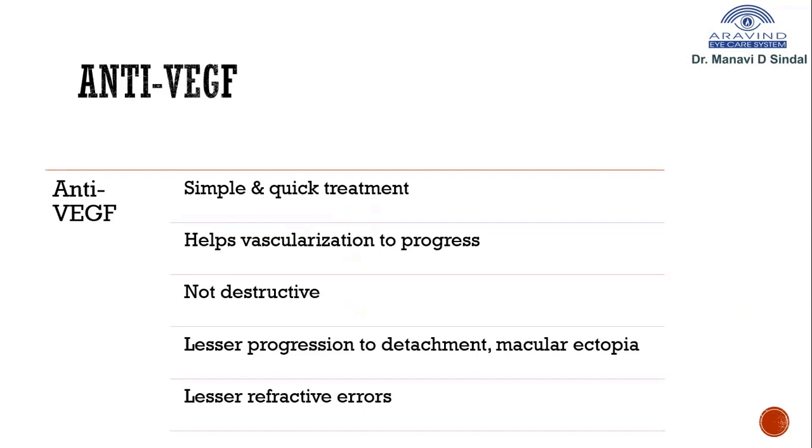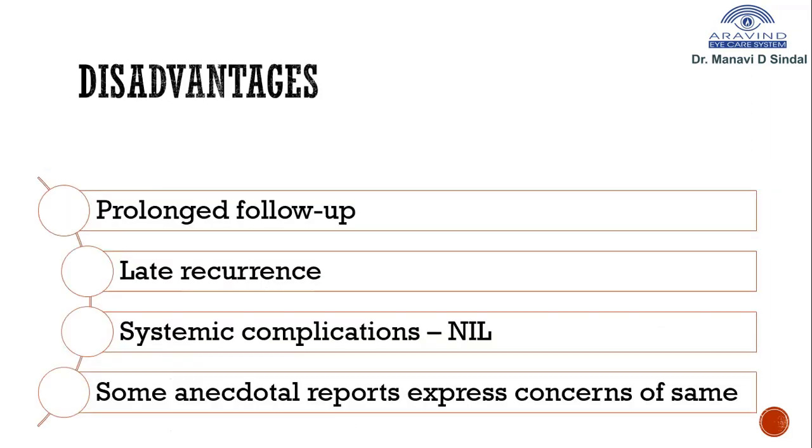The advantage other than this is that it is not destructive. Laser destroys the peripheral area. It causes scarring of that area. Anti-VEGF is not destructive. Anti-VEGF allows the vascularization to progress and to grow. There is less incidence of retinal detachments and ectopia after treatment, and lesser refractive error as the children grow bigger. What are the disadvantages of using anti-VEGF?